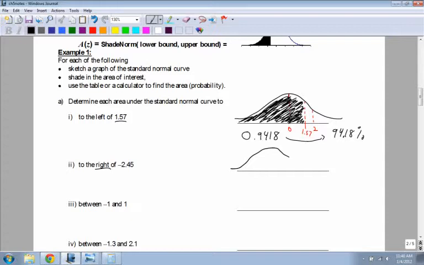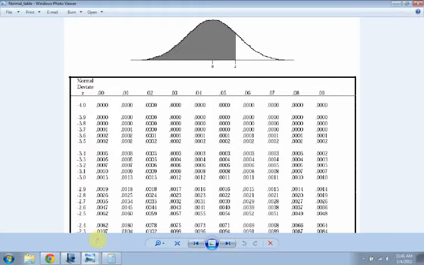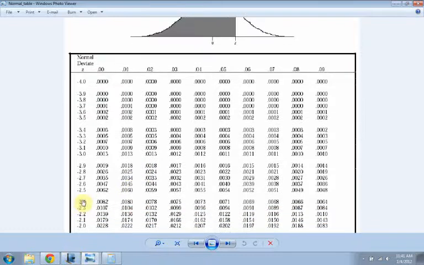So again, I have my curve. Oops, let's draw that a bit better. My curve here. That's even worse. Oh well. And here is my 0. Negative 2.47 is going to be over here somewhere. And we want the area to the right this time. So we're going to have to do something a little bit different. Because the tables always give you the area to the left, this time we're looking at negative values, we want negative 2.47. So I look for negative 2.4 right there.